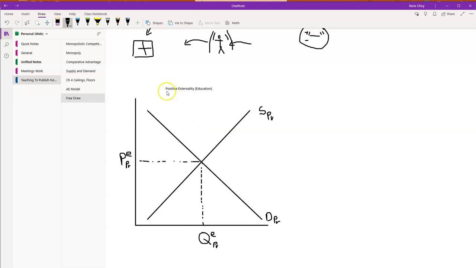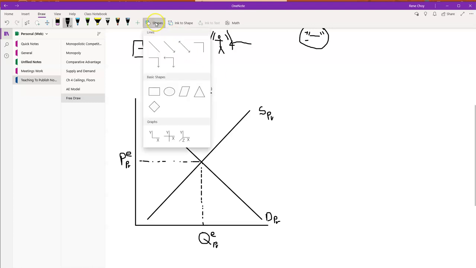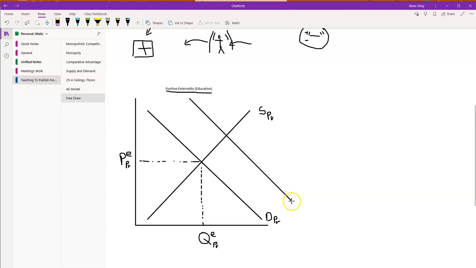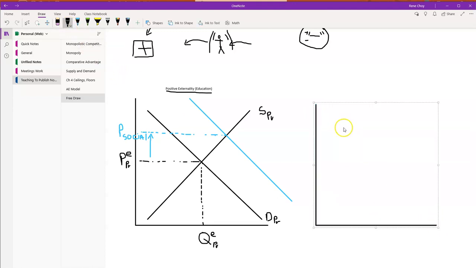Now, because education provides a positive externality, then we can show a positive externality by basically saying that the real benefit to society is up here. So this is the real social benefit of education, which is higher than the benefit received by the private transaction. All right, now let's talk about a negative externality. So a negative externality is an extra cost to society.